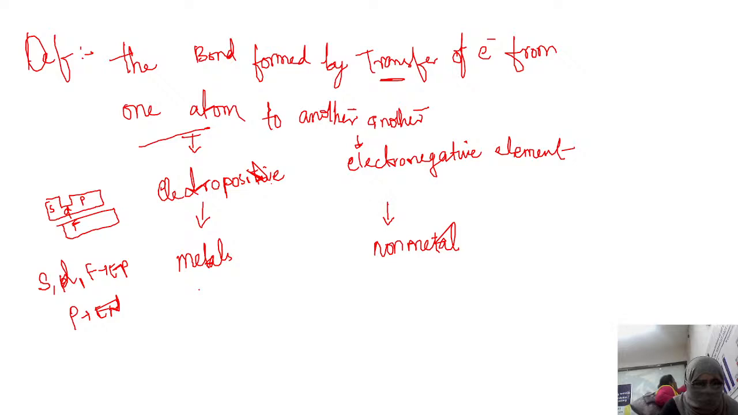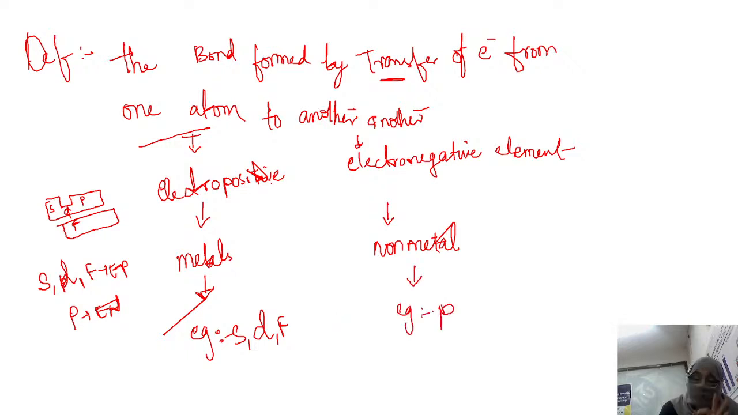So I think I told you the examples for metals. What are the examples for metals? Examples for metals are S block. Any S block you take, all are electropositive and metallic. Any D block you take, they are electropositive and metallic. Any F block you take, they are electropositive and metallic only. And the example for non-metal is P block element. So most of the P block elements are non-metallic, electronegative. I'm telling you most, not all.